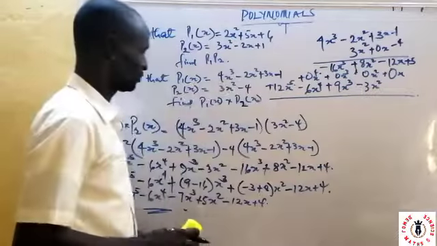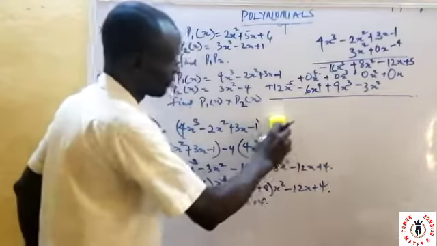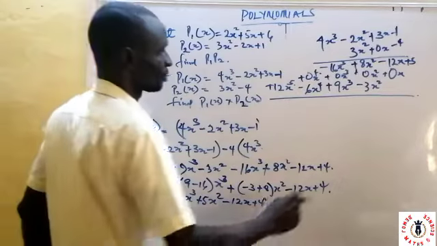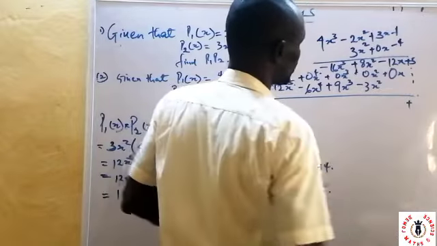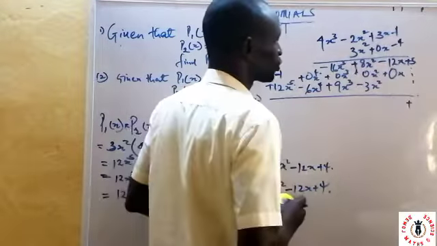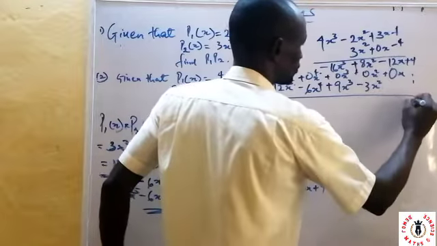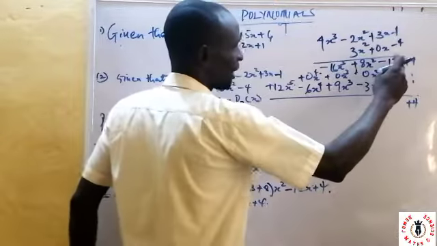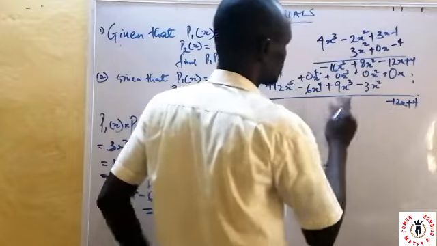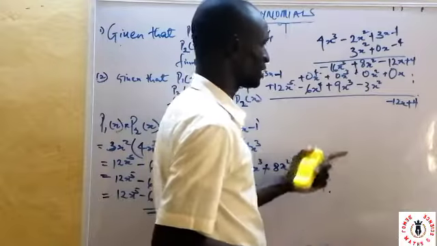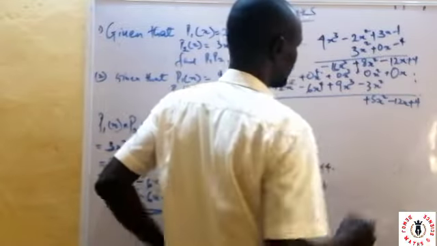Let's now sum it up. I think I can wipe this a little bit to give me space. Let's sum it up. 4 comes down. Oh sorry, it's not 5, that's 4. Minus 4 times minus 1, that's plus 4. Minus 12x comes down. 8 plus 0 obviously is 8. Minus 3, that's plus 5x squared.